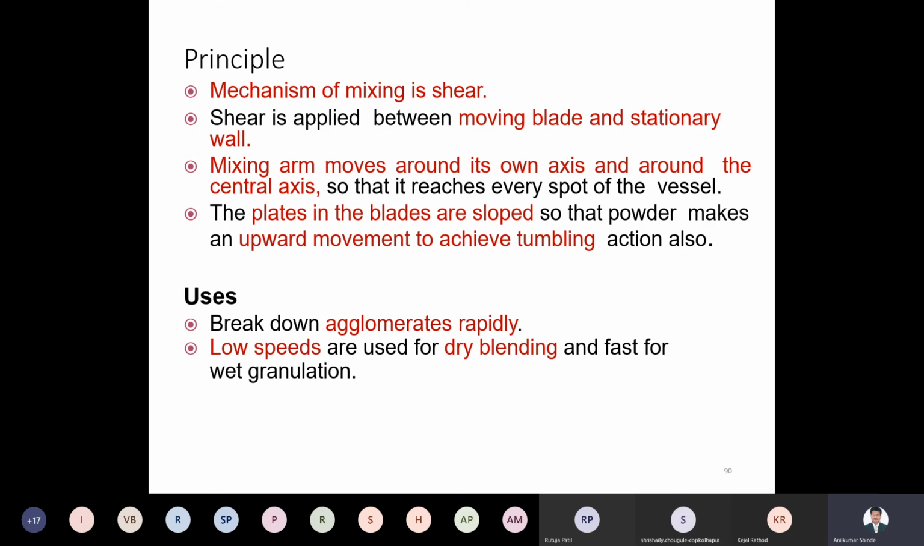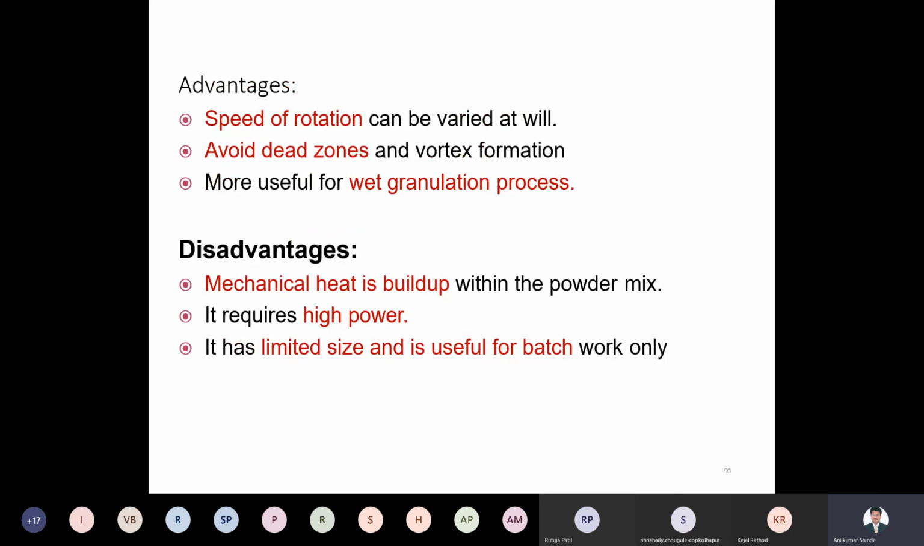Understand it. Low speed is required for dry blending because very low shear is required for solid mixing, but very high speed and high shearing force is required for mixing of wet granulation or dum mass. All right. So the advantages of this planetary mixer: the speed of rotation can be varied. Depending upon your material, the bowl size, and the timing, we can adjust the speed of rotation. It avoids dead zones and vortex formation.